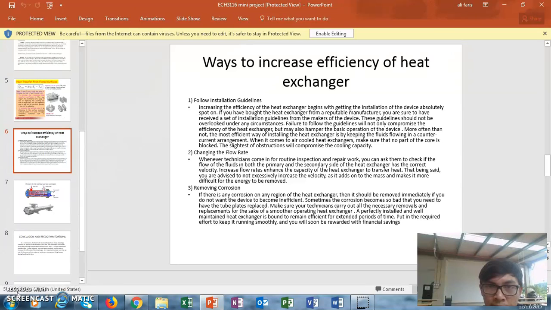The third way to increase the efficiency of the heat exchanger is by removing corrosion. If there is any corrosion, we must remove it immediately if we don't want the device to become inefficient. Sometimes the corrosion will become so bad that you need to have the tube plate replaced. Make sure your technicians carry out all necessary removal and replacement for the operating heat exchanger, so it will increase the efficiency of the heat exchange.